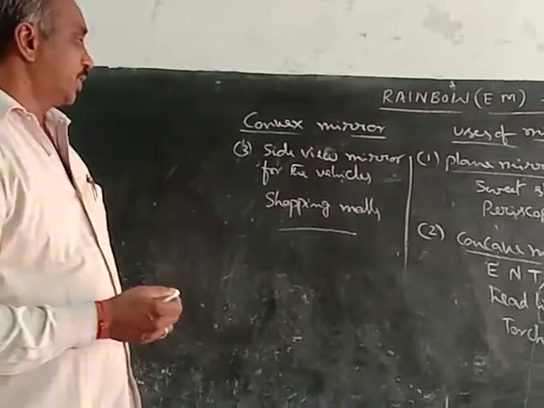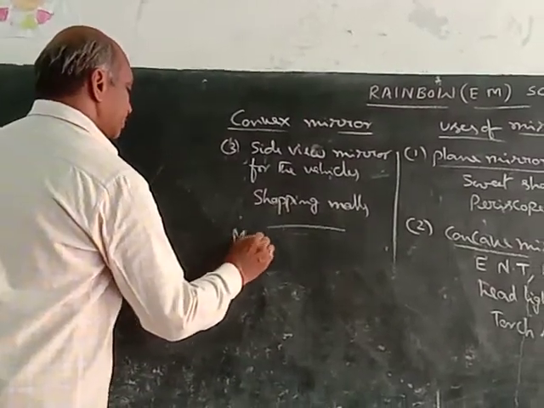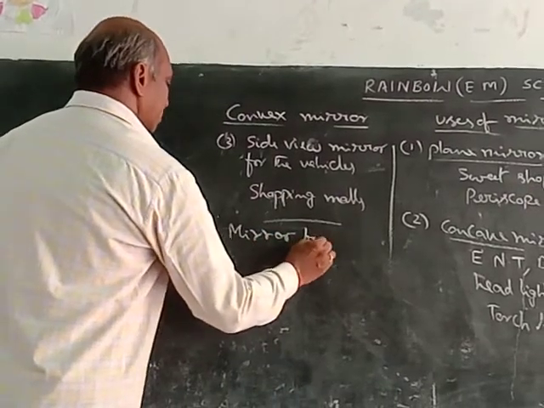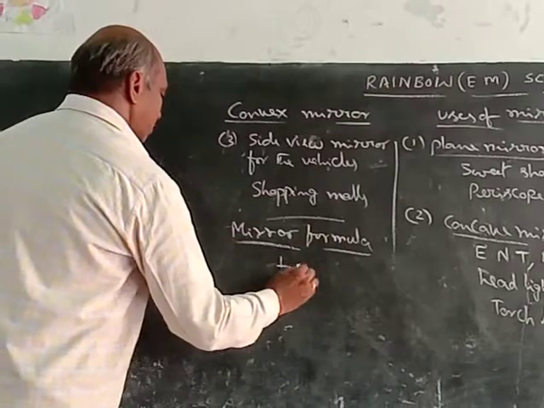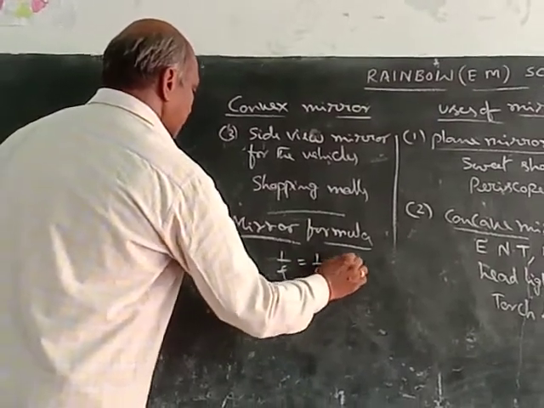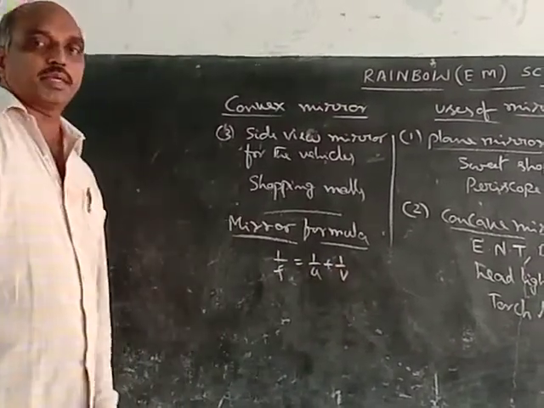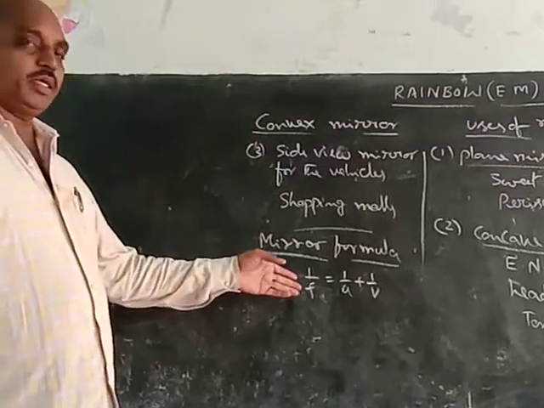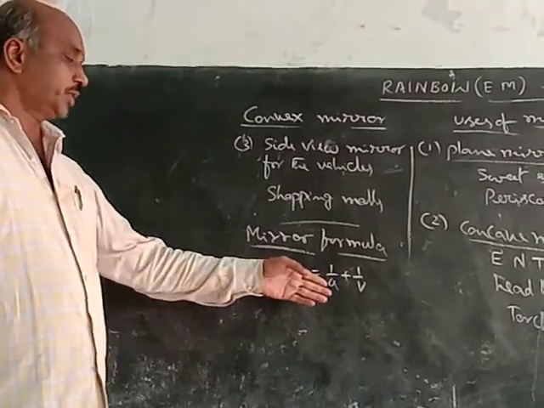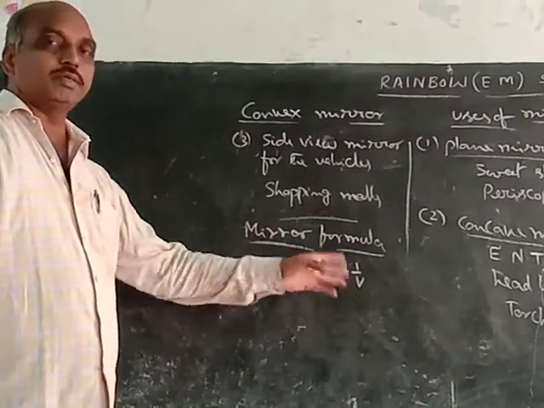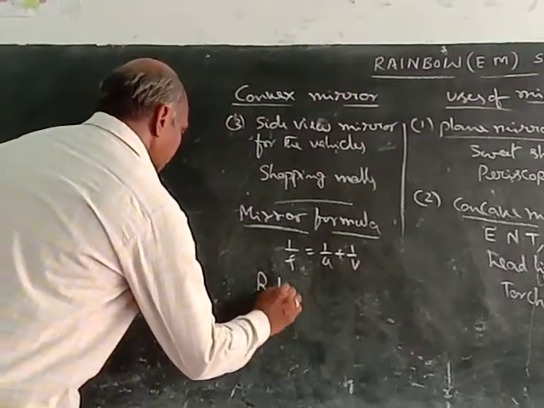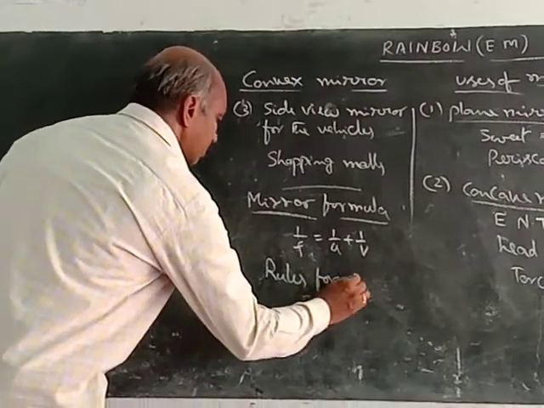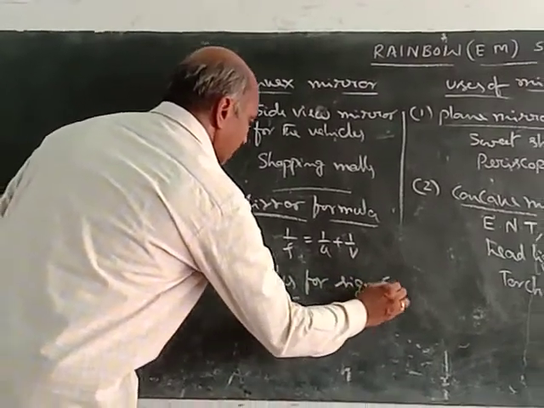And what is the mirror formula? Mirror formula is 1 by f is equal to 1 by u plus 1 by v. This is the mirror formula. Here f means focal length, u means object distance, v means image distance. And rules for sign convention.